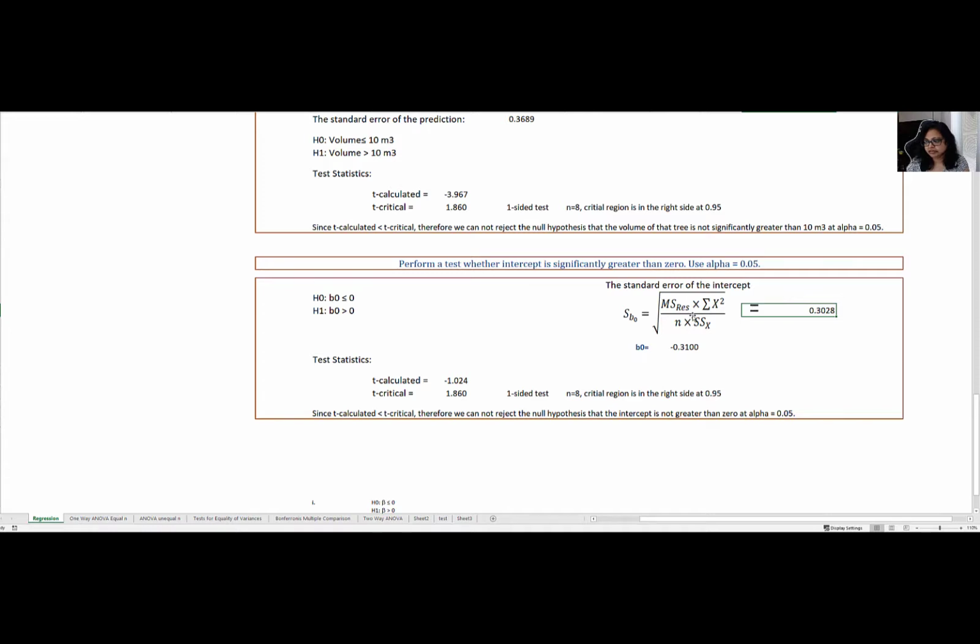You can plug in all these values. Using the calculated value, what you have to use is the intercept you got from your fitted line, and what's in the hypothesis. That means 0.31 minus 0, divided by the standard error. So we found that the value is negative 1.024. This is actually way less than the critical value. Same thing happened, that means we cannot reject the null hypothesis. That means it's actually less than or equal to 0.